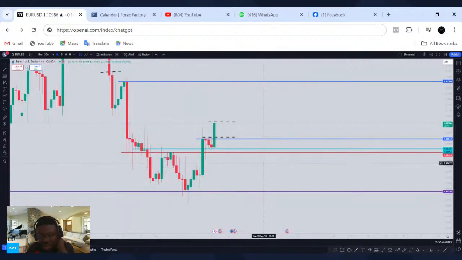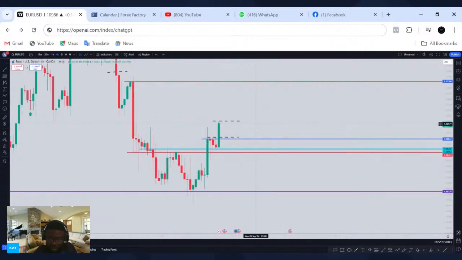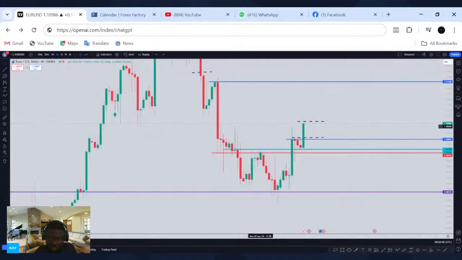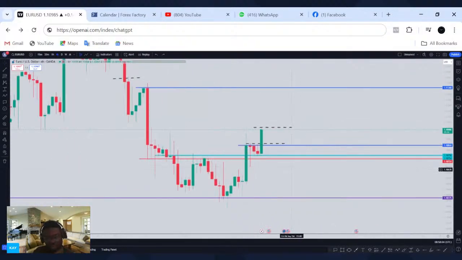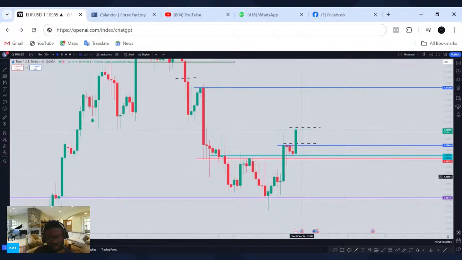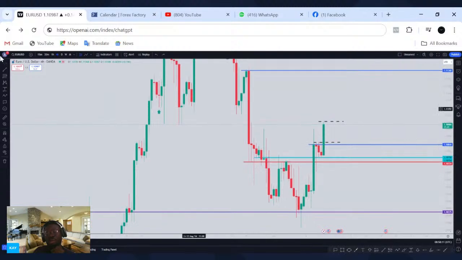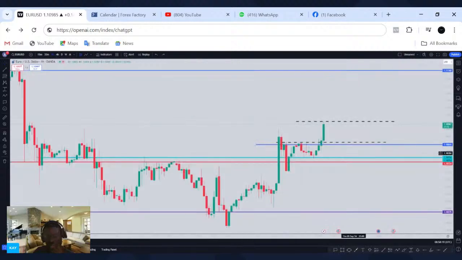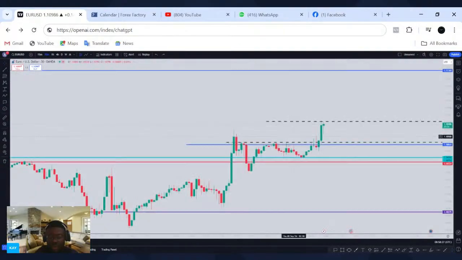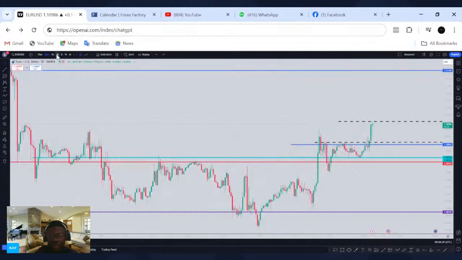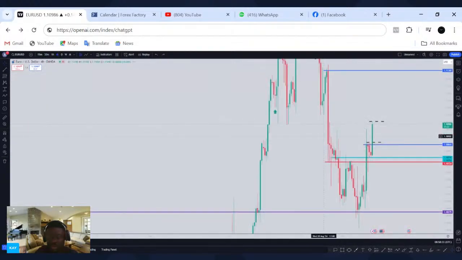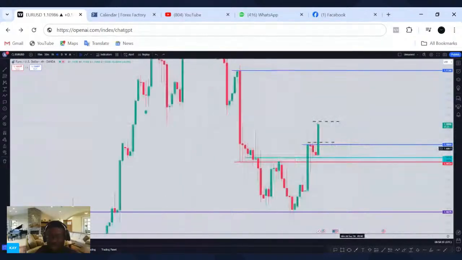The H4 candle will close in the next 2 minutes. So I'll wait for a pullback at the H1 time frame. I'll wait for a bearish candle. I'll prefer to wait for a pullback because I'm expecting a retracement. I'm expecting it to retrace.